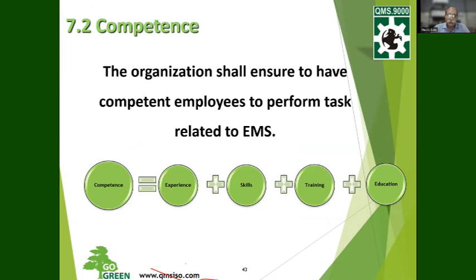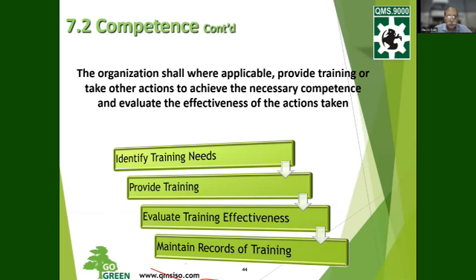Competence means experience, skill, training, and education. A person may not be very educated, but he's highly skilled. He may come into the category of competence, right? There are many examples in day-to-day life, but time doesn't allow that. I want to focus on the coming new slides. Identify the training needs, provide them training, evaluate training effectiveness, and maintain the records. This is the requirement of this standard, right?